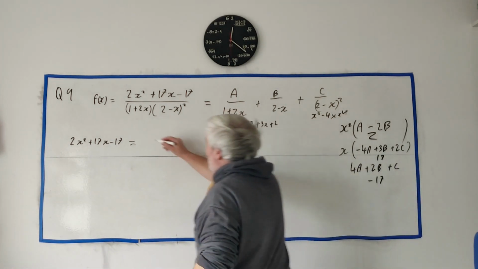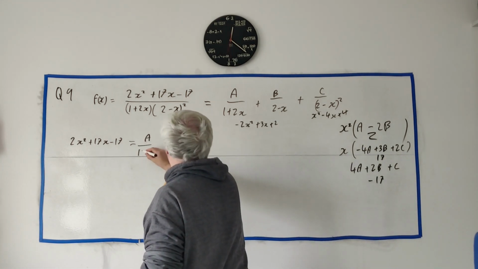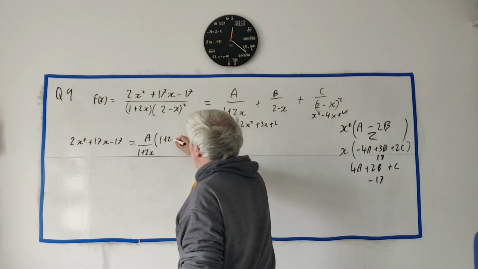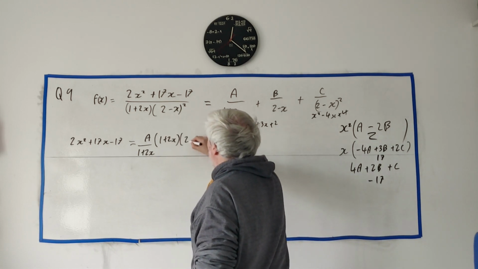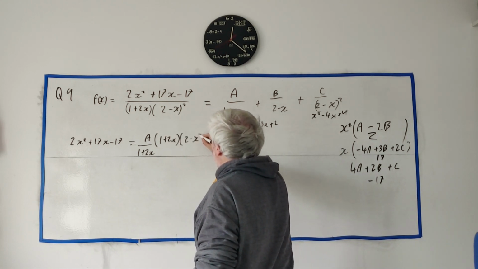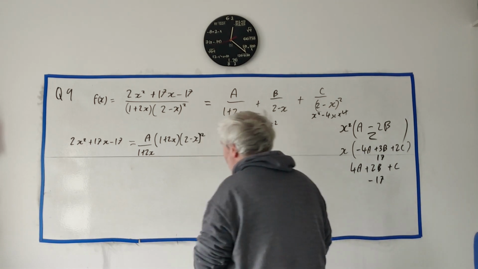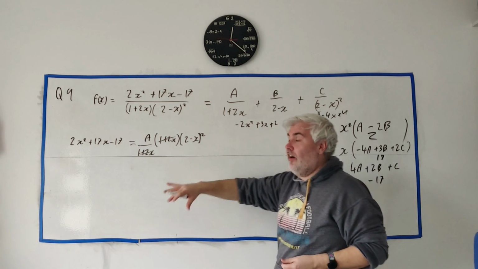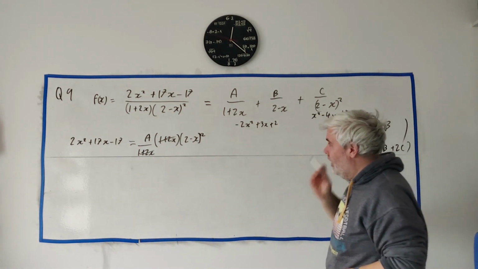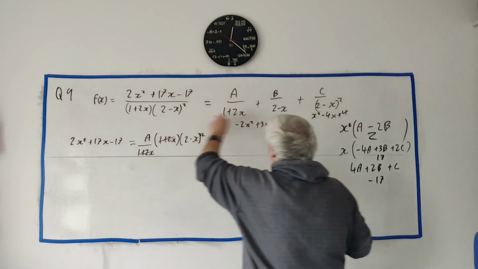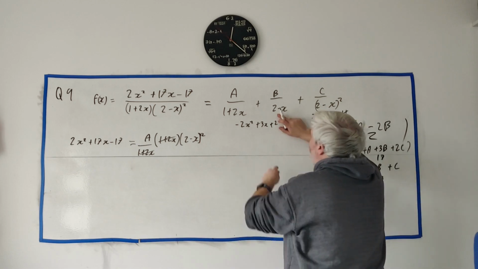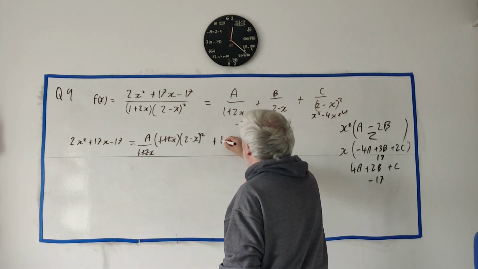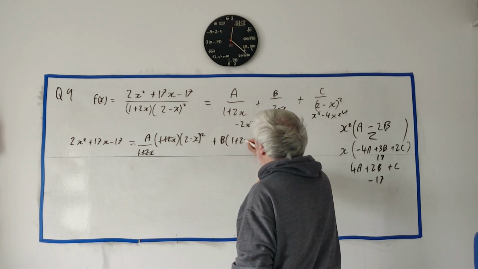Well, let's write it all in. A over 1 plus 2x multiplied by 1. I won't do this for everyone. 2 minus x. 2 minus x all squared. This will cancel with that. We can do that in our head, and I'll do that with the rest of them. And again, we multiply this bottom by the b term. One of the 2 minus x's will cancel, and we'll be left with b times 1 plus 2x.